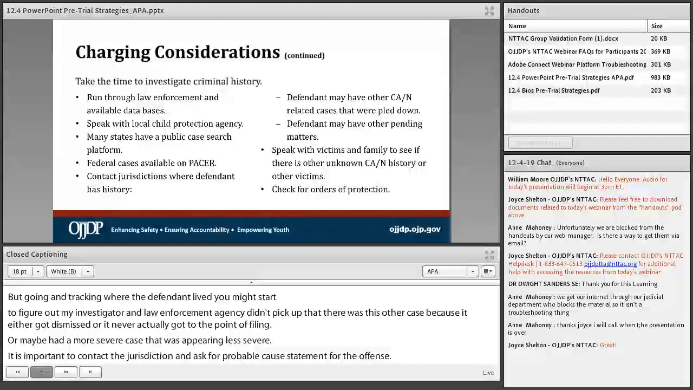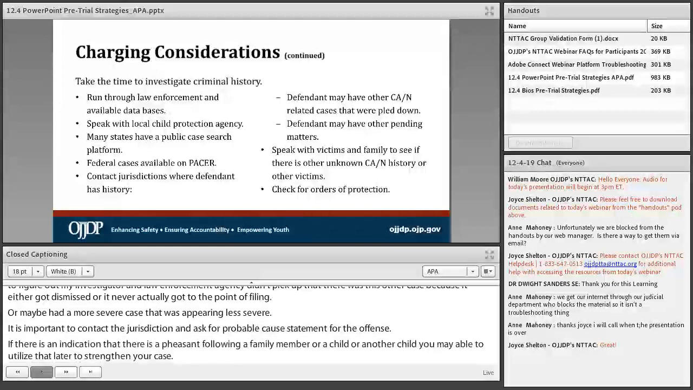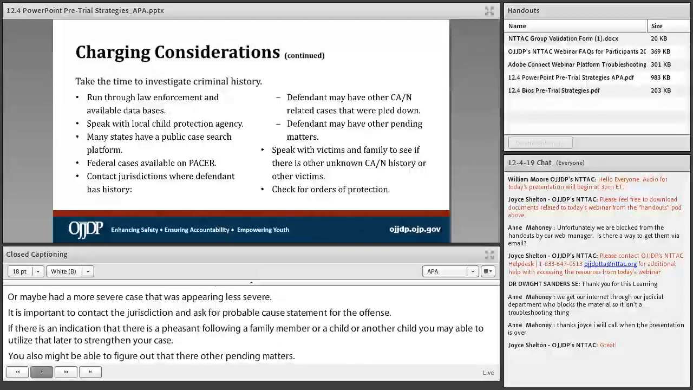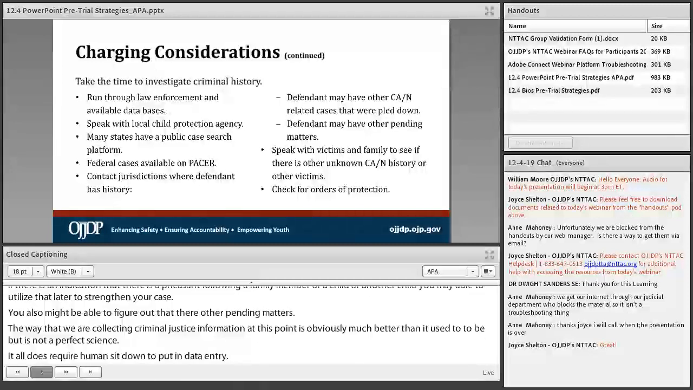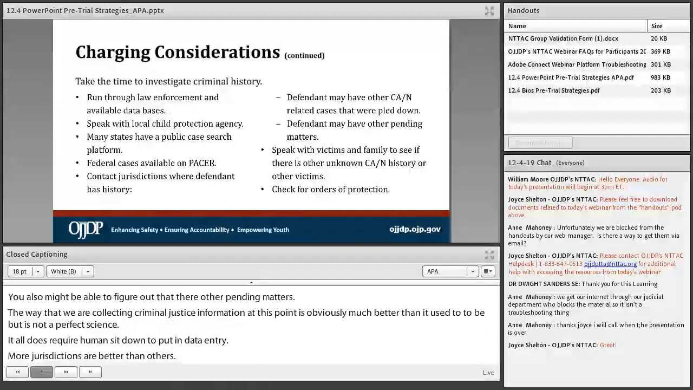You also might be able to figure out that there's other pending matters. The way that we are collecting criminal justice information at this point is obviously much better than it used to be, but it's not a perfect science. I mean, it all does require humans to sit down and put in data entry. And some jurisdictions are more advanced than others. So if you just get a printout from your database, don't assume that what is on there is the full and complete picture, and take the time to go and see if there's other abusive history, child abuse neglect history with your defendant or your victim.